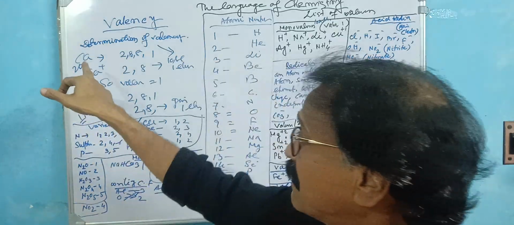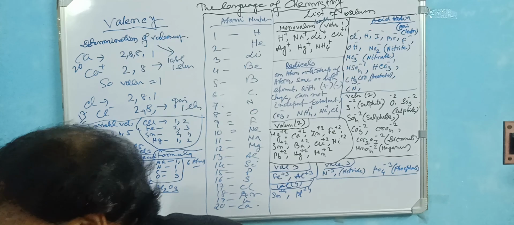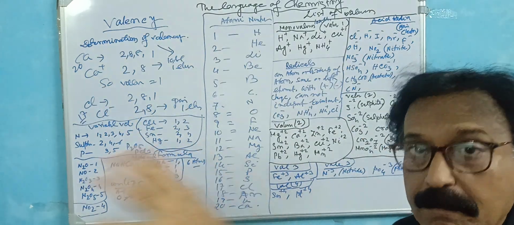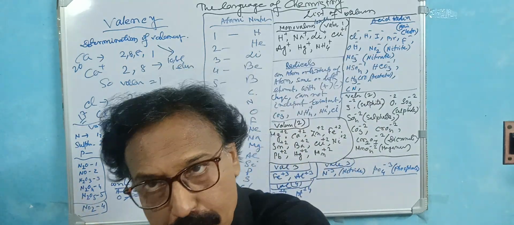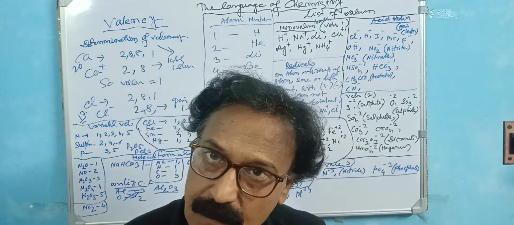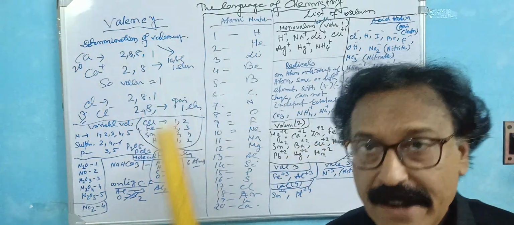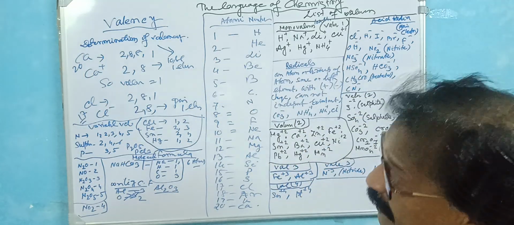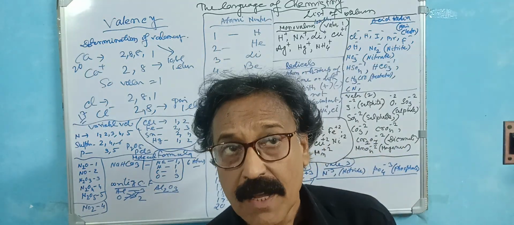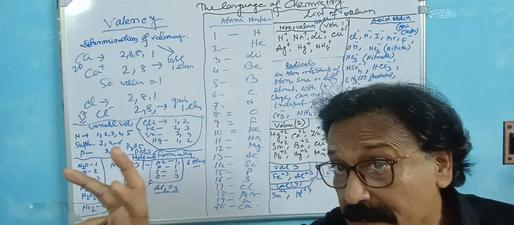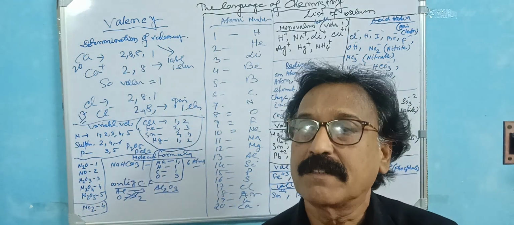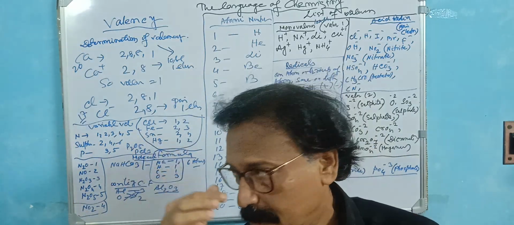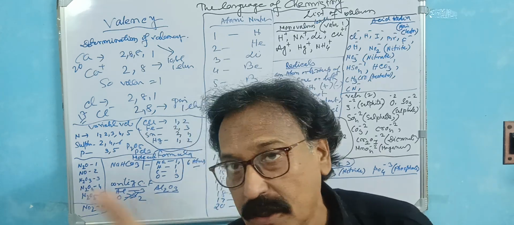Suppose calcium is here. Why do you know? Because the atomic number of calcium is 20. That means the number of protons is 20. At the same time, the number of electrons is 20, because an atom is ultimately in a neutral condition. So the same number of protons and electrons is present, plus charge and minus charge. Now these 20 electrons are arranged in different orbits, because at the center the proton and neutron are there, but the electrons are in different orbits.